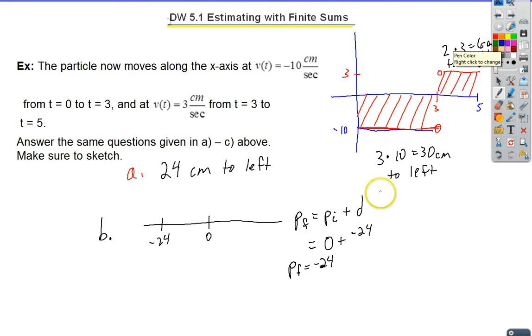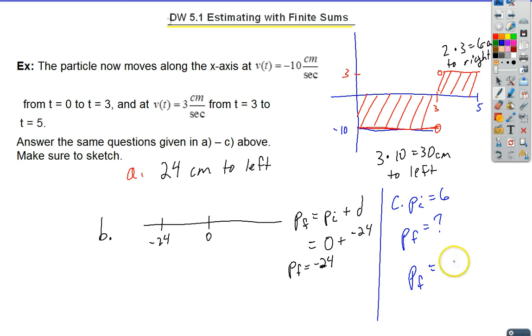Following the same process, for part C they're asking, if my initial position was at 6, what is now my final position? Your final position is going to be equal to 6 plus negative 24. In this particular case, it's going to be equal to negative 18. Whew. Hopefully that helps out.